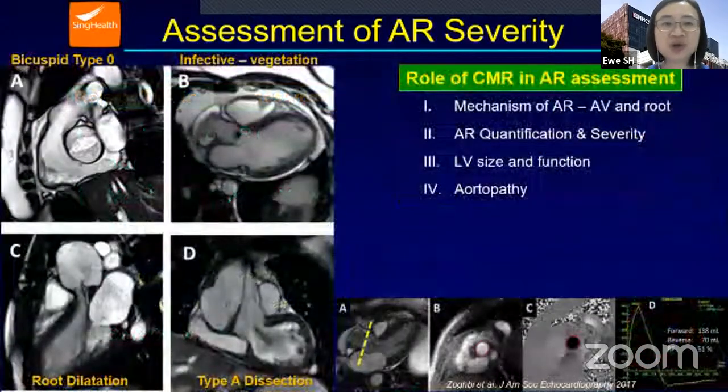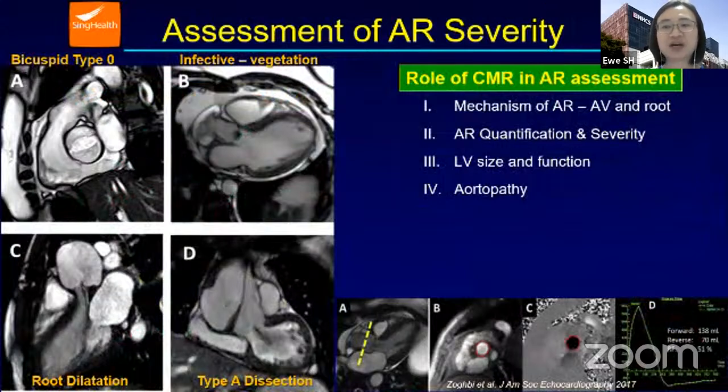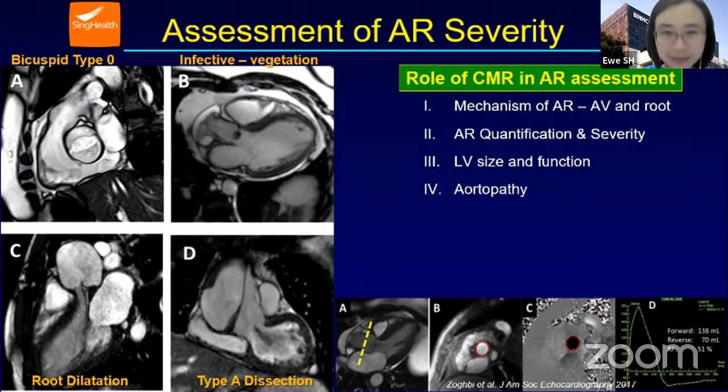Lastly, I think we should not forget that there are other cardiac imaging modalities such as CMR that allow much more accurate assessment of aortic regurgitation, in this case both the aortic valve as well as the root anatomy, as well as the aortic regurgitation quantification and severity, because CMR allows you to do phase contrast velocity encoding mapping to measure the forward flow and the backward flow or leakage. That tells you the regurgitant fraction, and we can indicate the severity of aortic regurgitation. It's also helpful to look at the LV dimensions of patients with chronic aortic regurgitation, as well as the status of the aortic root anatomy.